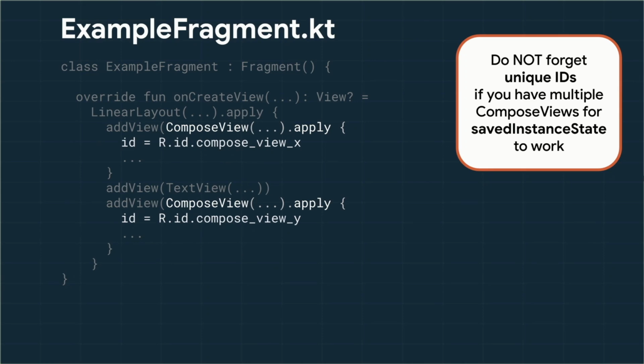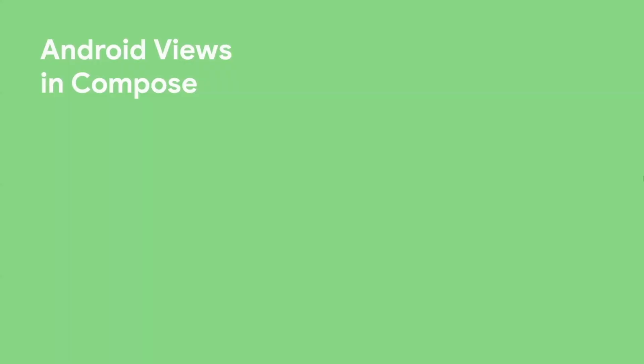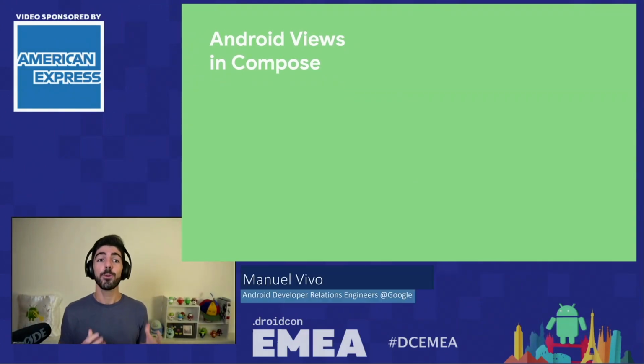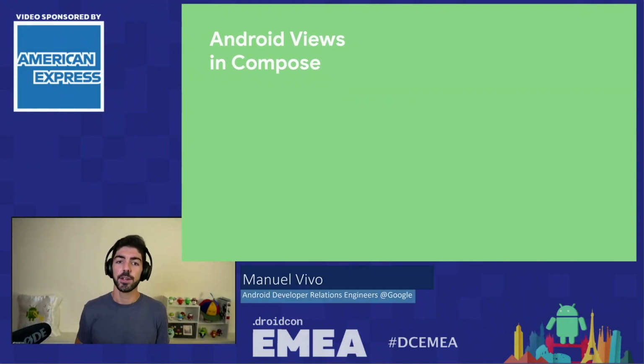So don't forget about adding it. And also it's good for testing. Cool. Now that we know how to add Compose to an existing view, we are going to see the other way around. We're going to see the opposite and see how we could have Android views inside Compose. And for that, you have the AndroidView composable.